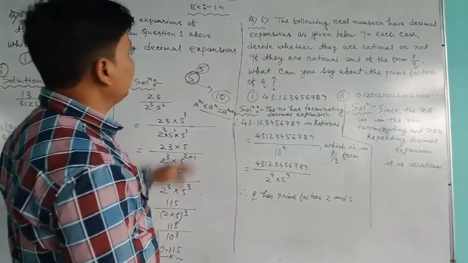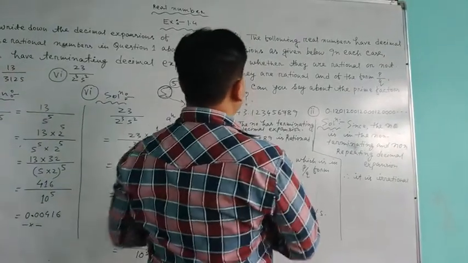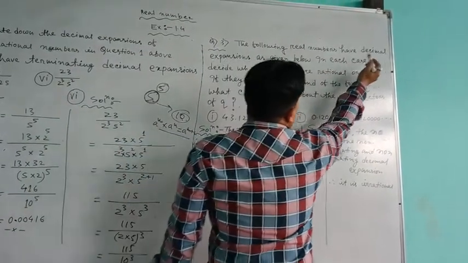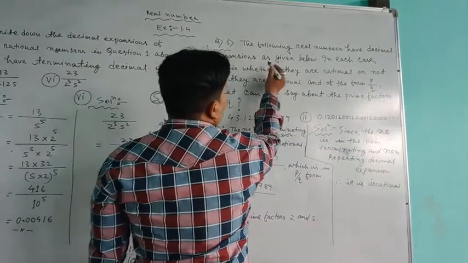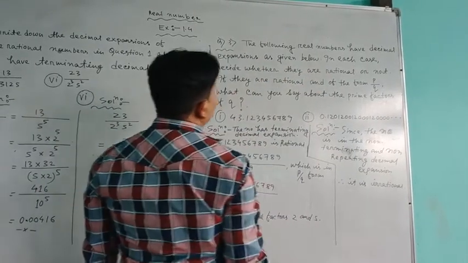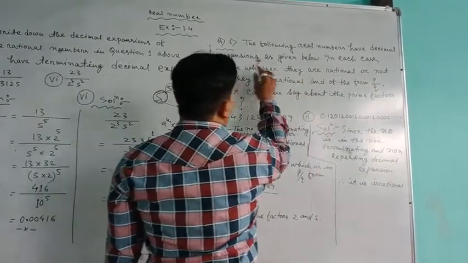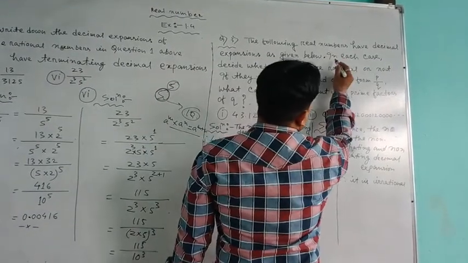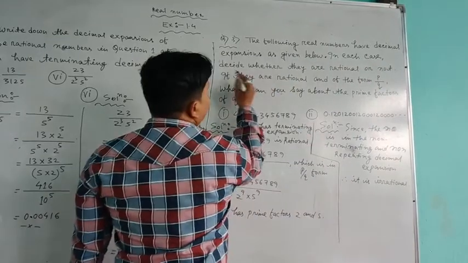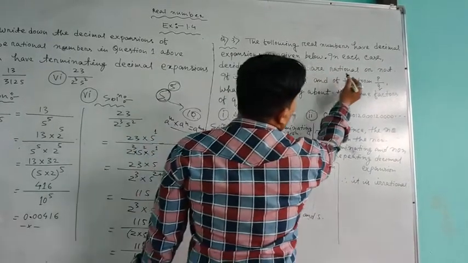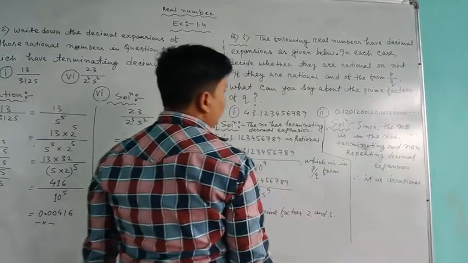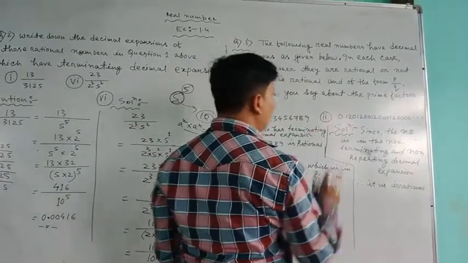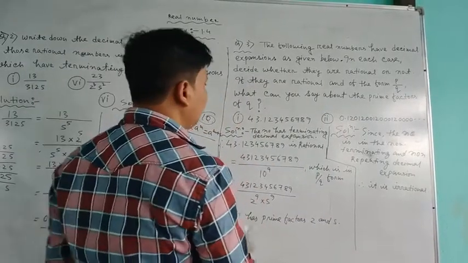Next problem you see, question number 3. Question number 3 is written: the following real numbers have decimal expansion as given below. In each case, decide whether they are rational or not. That means there are actually 3 numbers given. I am writing only 2, and one problem is left. That one I will do here now.